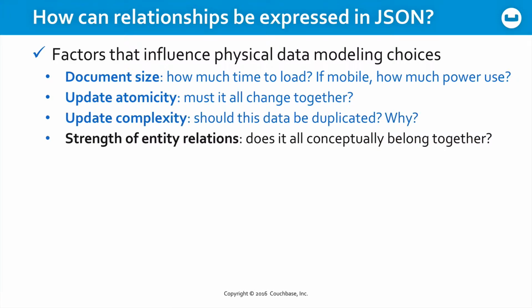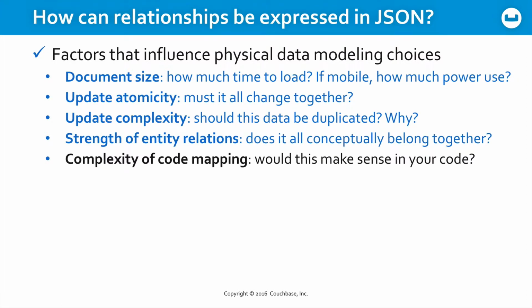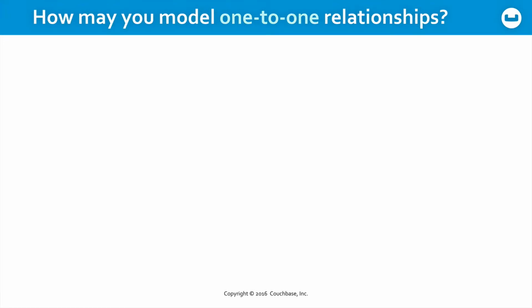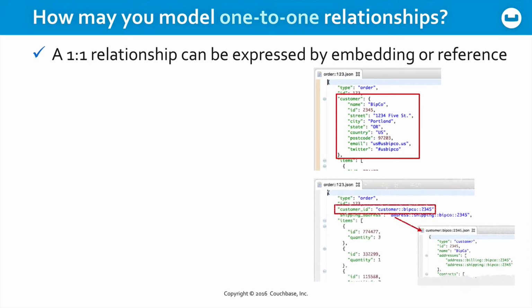What about the strength of entity relationships? Does all this data conceptually belong together? And what about the complexity of code mapping? Would a particular document make sense once you tried to express it in code? So how could you model a one-to-one relationship? Well, you can do it, as we've said, by embedding or reference.